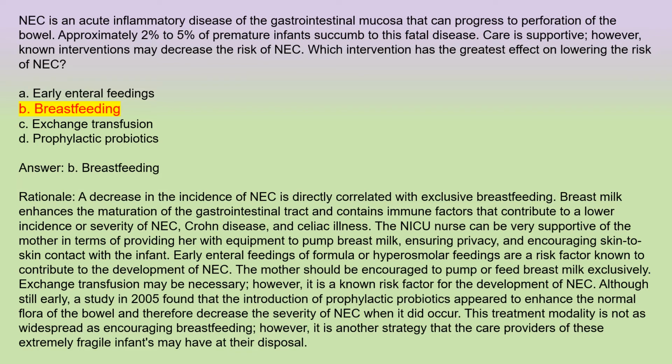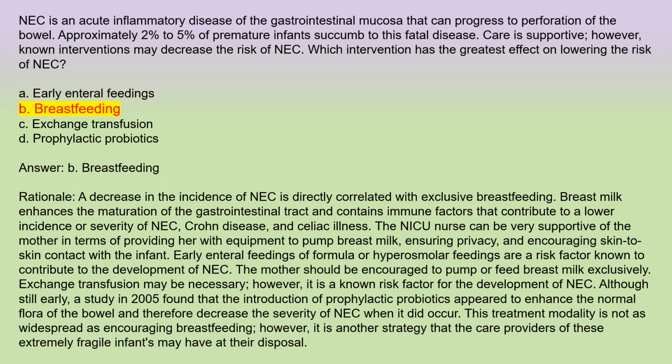Early enteral feedings of formula or hyperosmolar feedings are a risk factor known to contribute to the development of NEC. The mother should be encouraged to pump or feed breast milk exclusively. Exchange transfusion may be necessary. However, it is a known risk factor for the development of NEC.